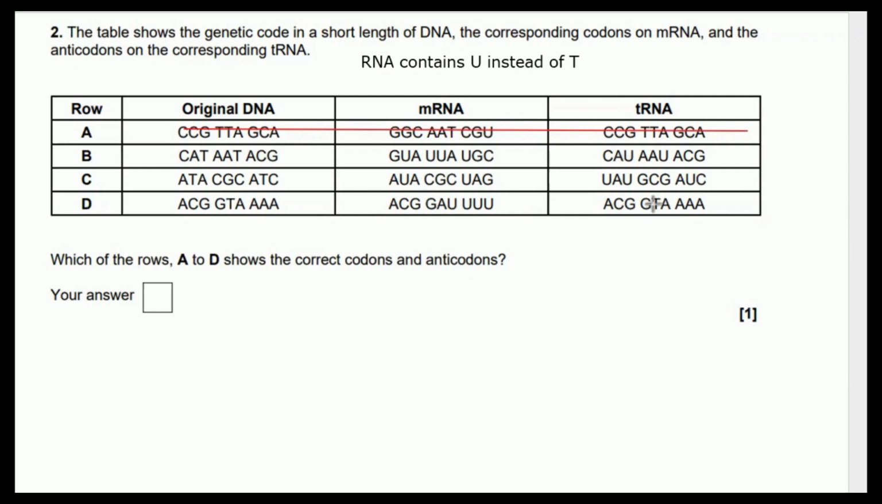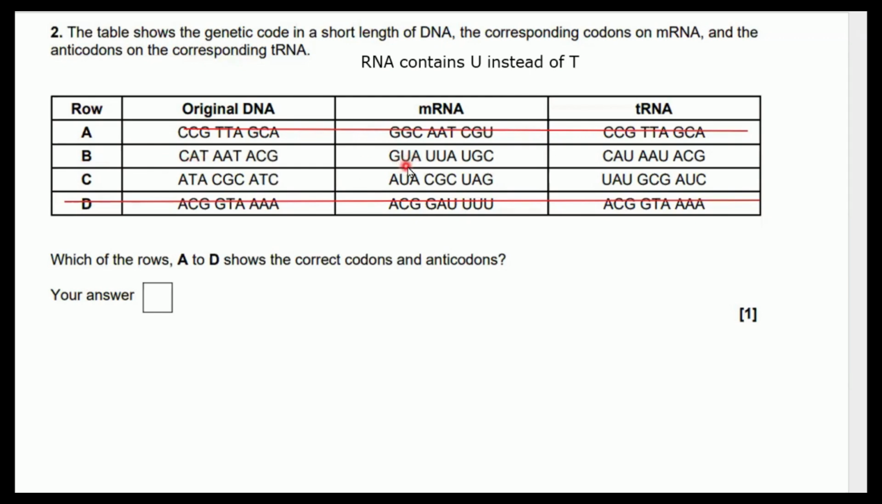We got a T over here, GTA. That's on RNA. RNA doesn't contain thymine, so these two are definitely incorrect. We don't even have to go through and match them up. So we're now dealing with just two. So there's a quick shortening of the answer. Right, let's look at B.